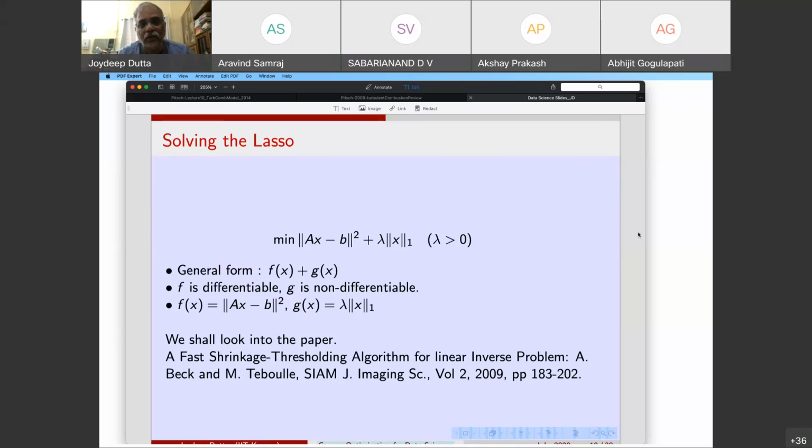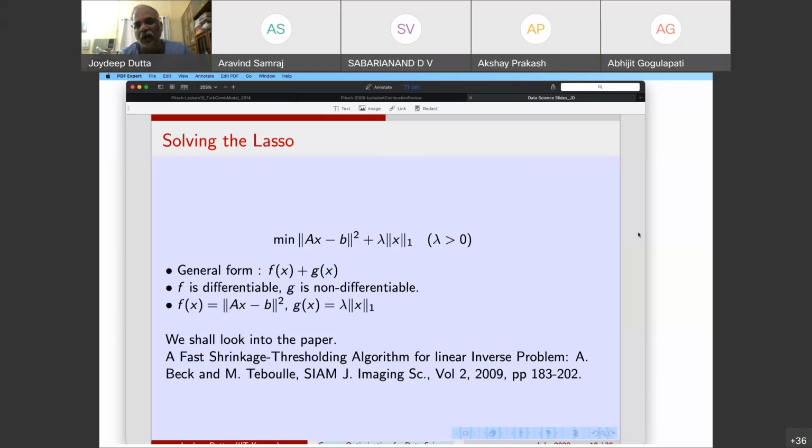It need not be non-differentiable everywhere, right? So this part, now the question is, it's actually a problem of the form f plus g. I want to minimize such a problem, f differentiable, g non-differentiable. How will I do it?